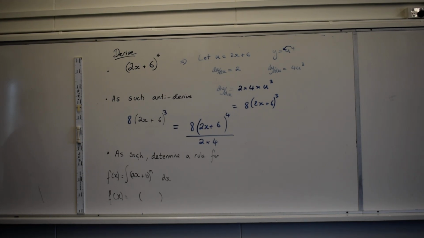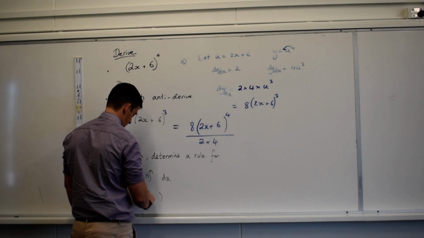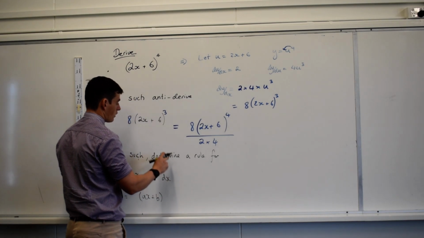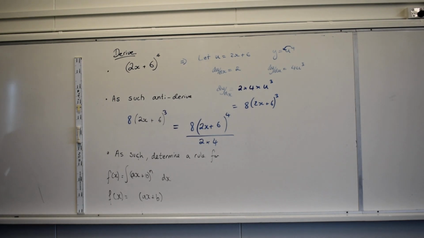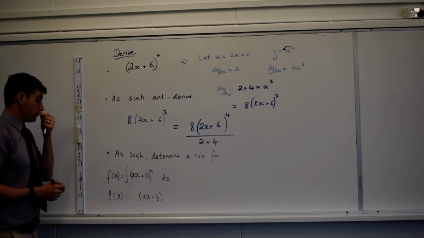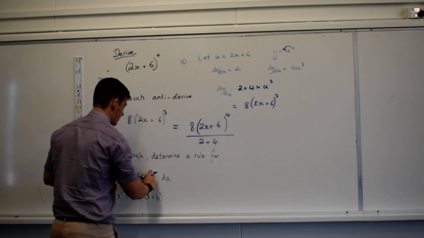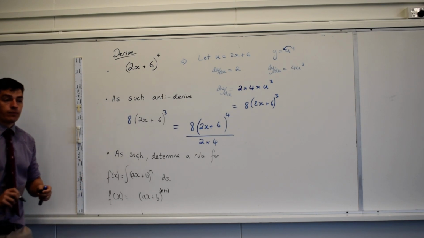Mackenzie, what do you reckon? Is it going to stay the same? I agree with you, because if we look at all our examples, they've all got the same bracket, don't they? It doesn't matter what I did, they've all got the same 2x plus 6. What about the power? What happened to the power? I added 1. So where it was n, it now becomes n plus 1. Correct? Okay.